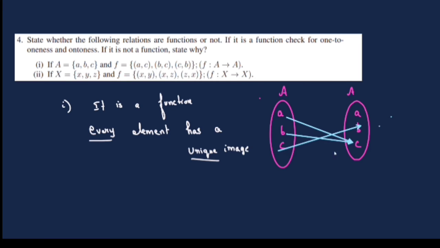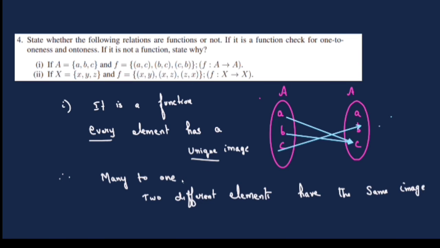Therefore, it is a function. Every element has an image, and that image is unique for that element. Is it one to one? No. It is many to one. Why? Two different elements have the same image, isn't it? So it is a many to one function.